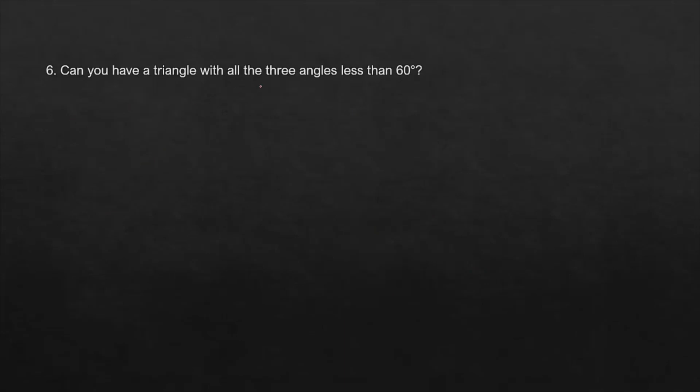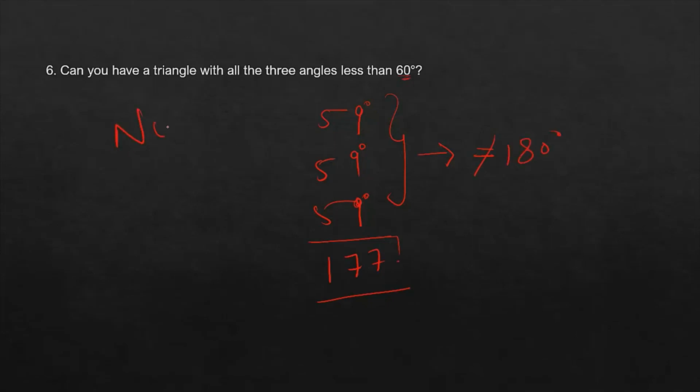Can you have a triangle with all three angles less than 60 degrees? Okay, for this, let's take 59, 59 and 59, because we have to choose any number that is less than 60. So I'm just subtracting only one from all three angles. If we add these, we get 177, which is the sum of the three angles of a triangle if we take all three angles less than 60 degrees, and that is not equal to 180 degrees. So the answer for this question is no.